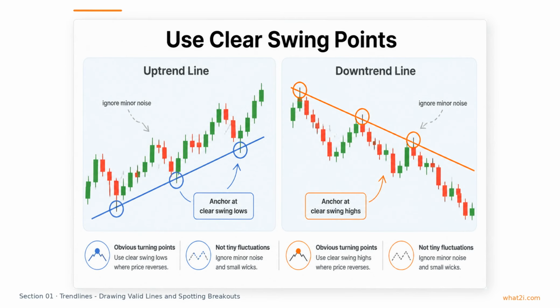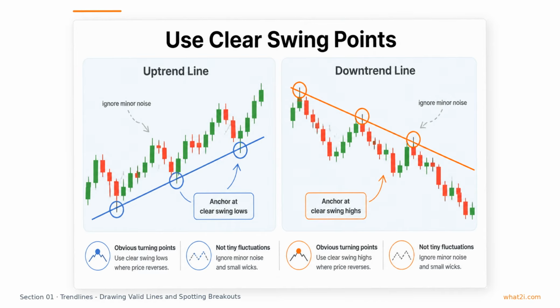Once you have identified a trend, the quality of your trendline depends on the swing points you choose. In an uptrend, you want to anchor the line to clear swing lows, not tiny wiggles inside a cluster of candles. In a downtrend, you want to use obvious swing highs for the same reason. The best anchors are points that stand out immediately, where price clearly changed direction and other traders would likely notice them too. Minor fluctuations often reflect noise rather than meaningful behavior. If you build a trendline from noise, the line may look precise, but it will usually have very little value. Clear turning points create cleaner lines, and cleaner lines usually lead to better decisions.